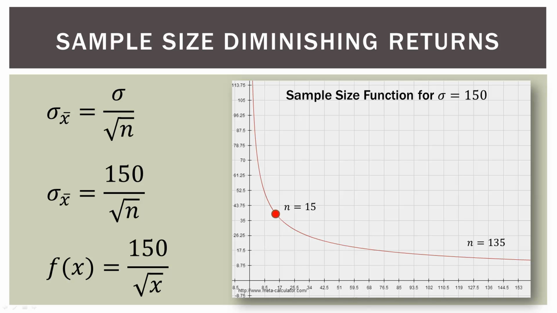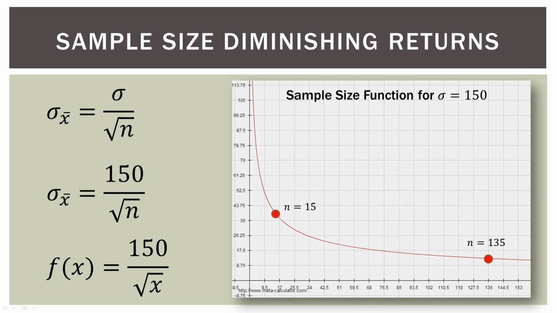Now what about our other one? We had a sample size of 135. So if we graph that, put a red dot where the sample size is 135, and then we go over to the y-axis, it's about 12.9. See? So this function actually represents the standard error of the mean for any sample size.